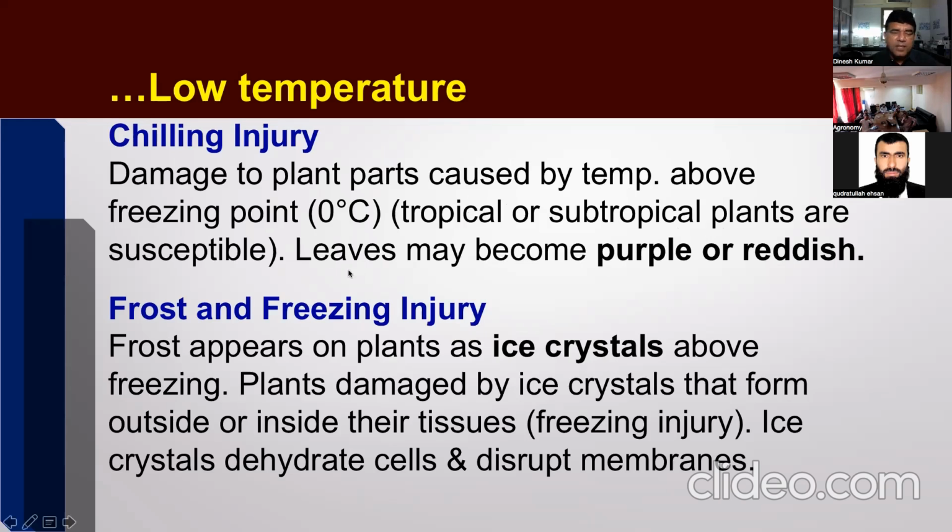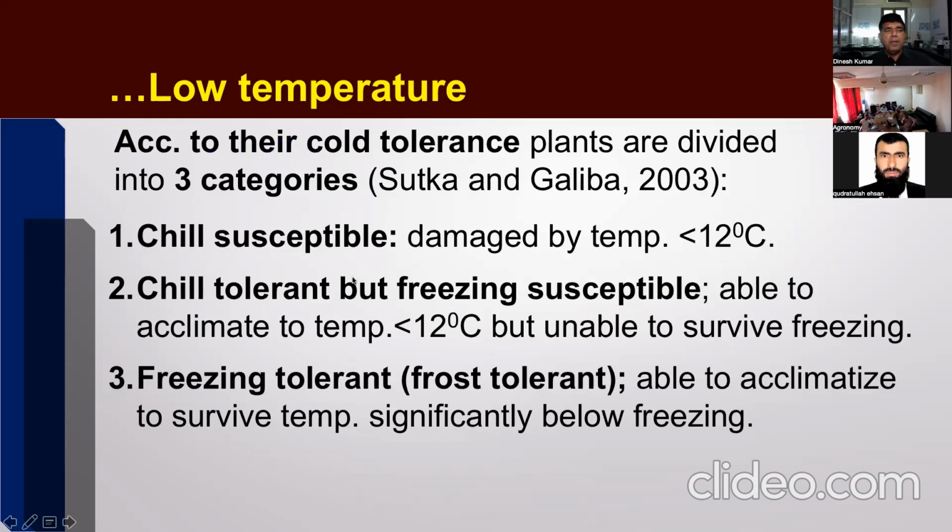Frost or freezing injury appears on plants as ice crystals. Liquid water is converted into solid at the freezing point, 0 degrees. Plants are damaged by ice crystals that form outside or inside their tissues. Ice crystals dehydrate cells and disrupt the membrane. So cell membranes or cell walls are broken down. Therefore, growth is adversely affected.